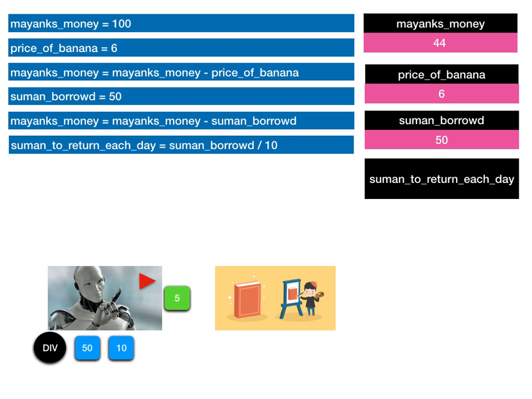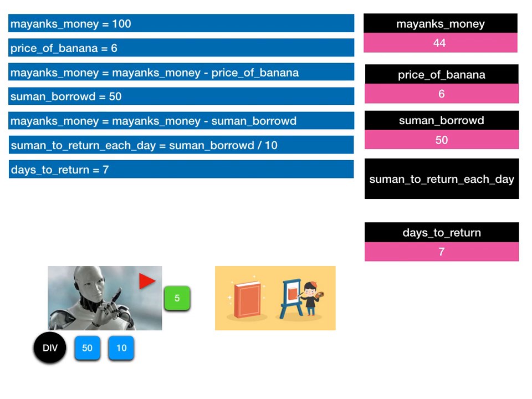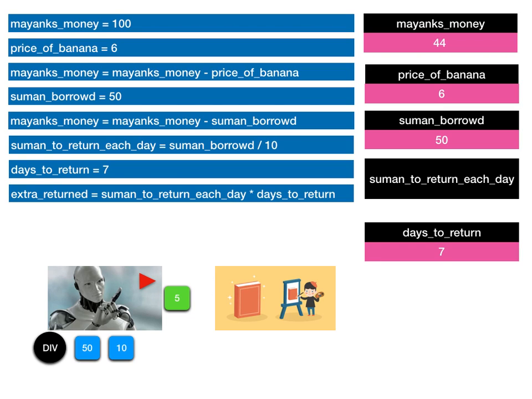Next step is the days to return. So we have another memory location, we set it to 7. Next thing is extra return, which is the amount of money that Suman is going to return extra because this guy has borrowed for 7 days. So it has to be equal to the amount that he has to return per day multiplied by days to return. So 5 multiplied by 7.